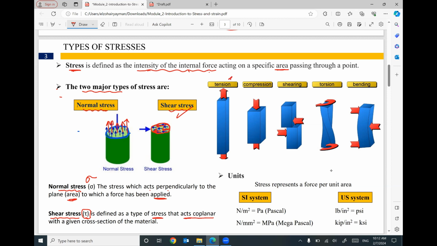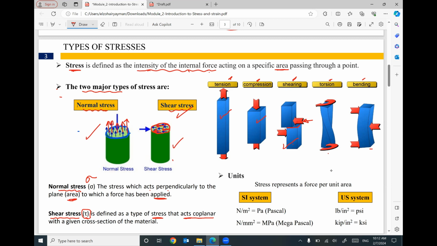These are the internal forces that we will expect in the member. This axial force tension and this axial force compression will cause normal stress. This shear force will cause shear stress because the direction of the shear force is parallel to the cross-section. This torsion will cause shear stress. This bending will cause normal stress.